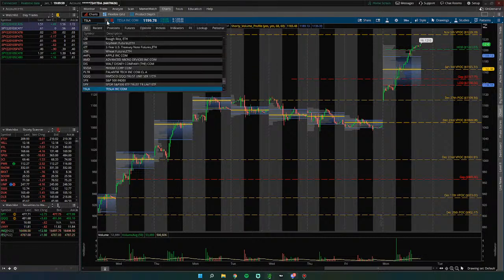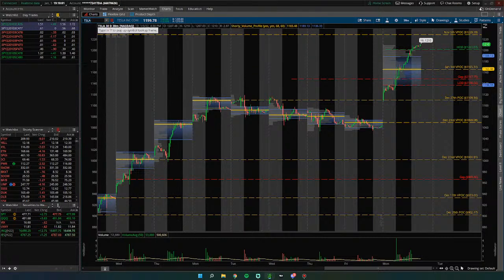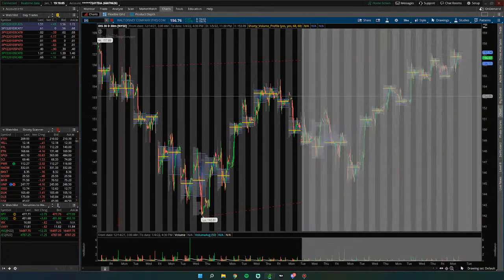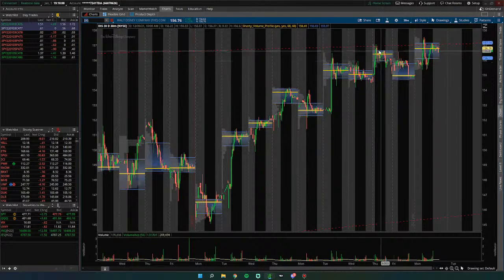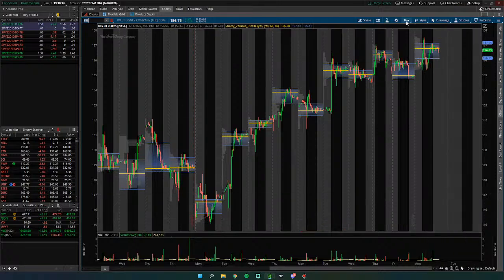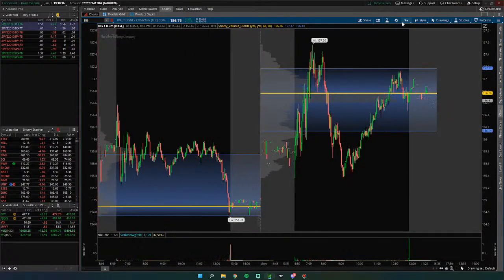As far as drawing in VPOCs and POCs, let me just go to a chart here. I know I haven't charted Disney in a while. All right, cool. I'll go over them really quick.